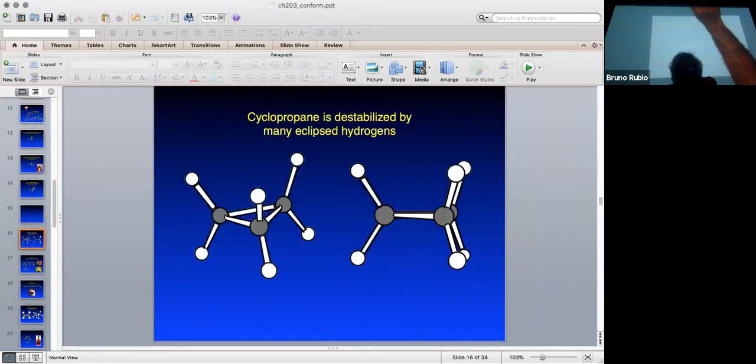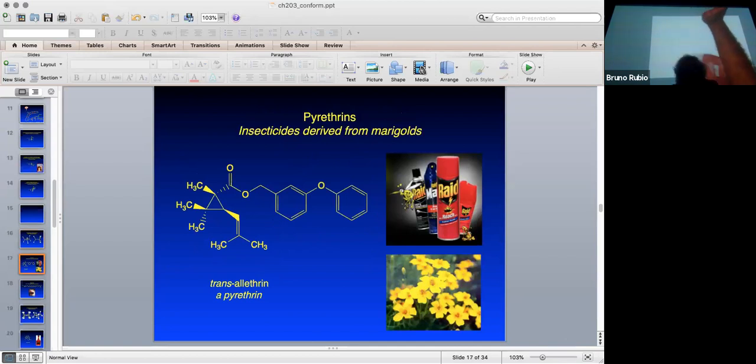Okay, cyclopropane. It's destabilized by many hydrogen-hydrogen eclipses. It's also destabilized by ring strain, right? The interior angle of that equilateral triangle is 60 degrees, but here we see sp3 hybridized carbon wants to be 109.5. In my little model here, I tilted it on the side where you can see the hydrogen-hydrogen eclipses. So that's destabilized.